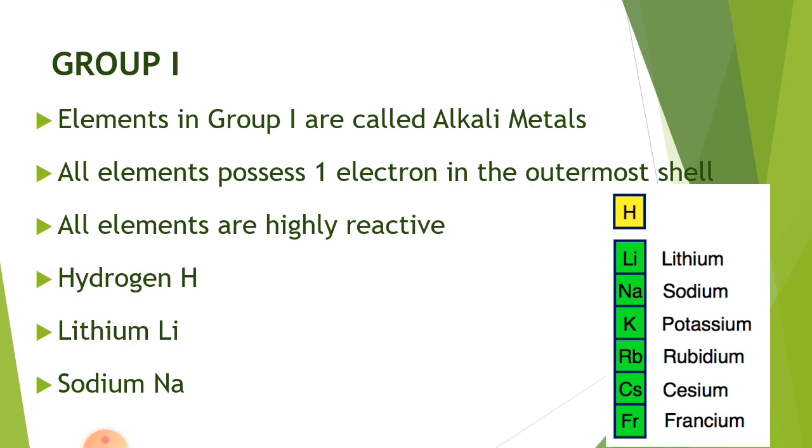All elements are highly reactive. Why? Because they are unstable. For stability, they need at least 2 or 8 electrons. So one electron is unstable. That's why they are highly reactive. They react with other elements to form bonds with them, to share electrons, to gain electrons and to become stable. Some examples of group 1 elements are hydrogen, lithium, sodium.